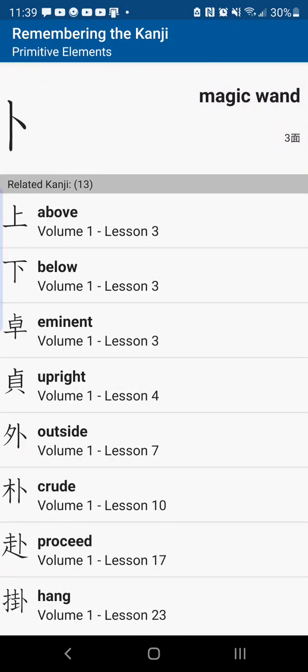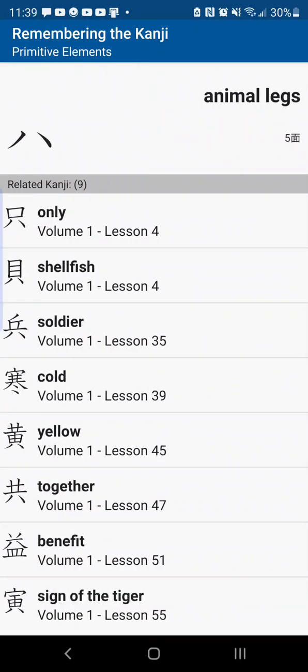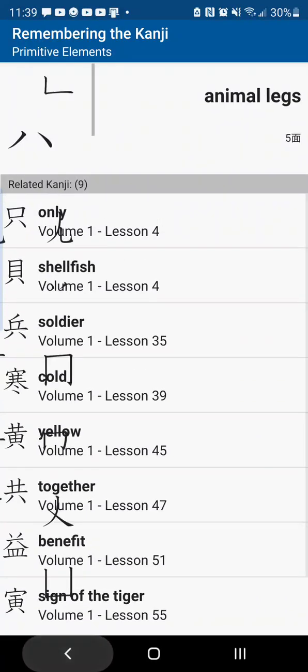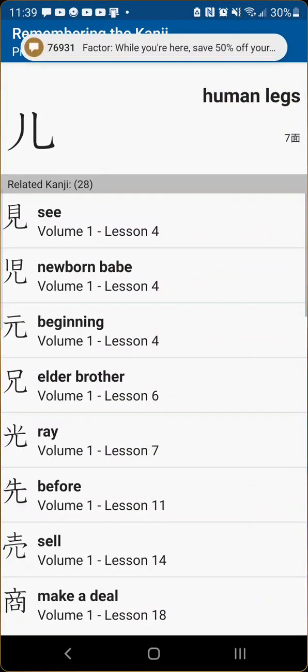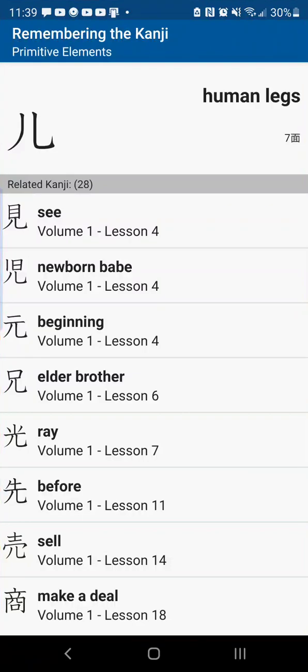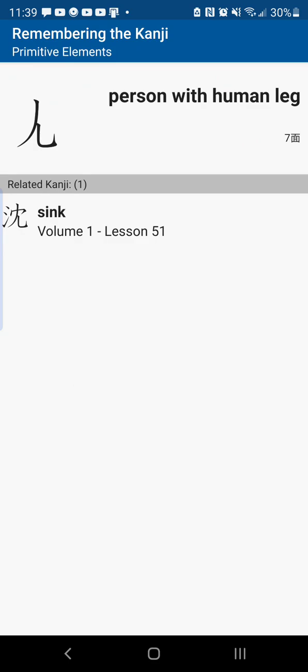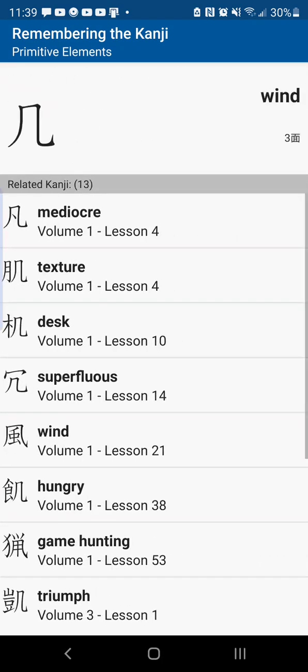We have the magic wand, animal legs. I think WaniKani has this as fins, which makes sense since shellfish is one of the things over there. Human legs. Oh, we got some ads. No big deal. Human legs. Person with human legs. Shows up in sync. And that has a slope and then hooks down. Wind. I guess this probably comes up in kaze.